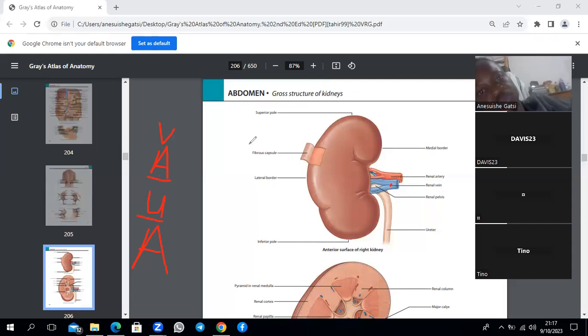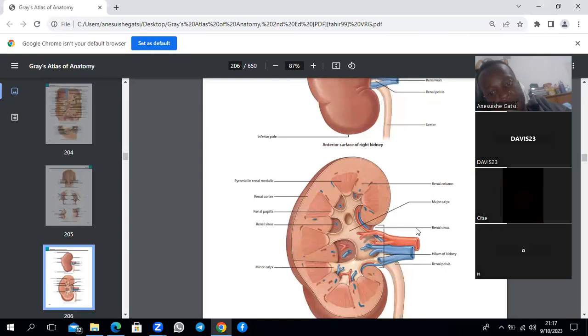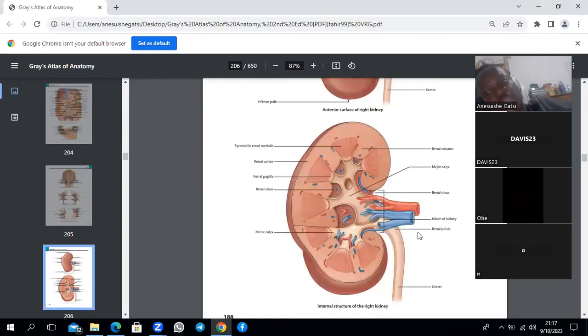So renal vein, renal artery, then the ureter. So that's your renal vein, that's your renal artery. Then here you have the ureter, right, which will be the next thing that we'll talk about after the kidney.